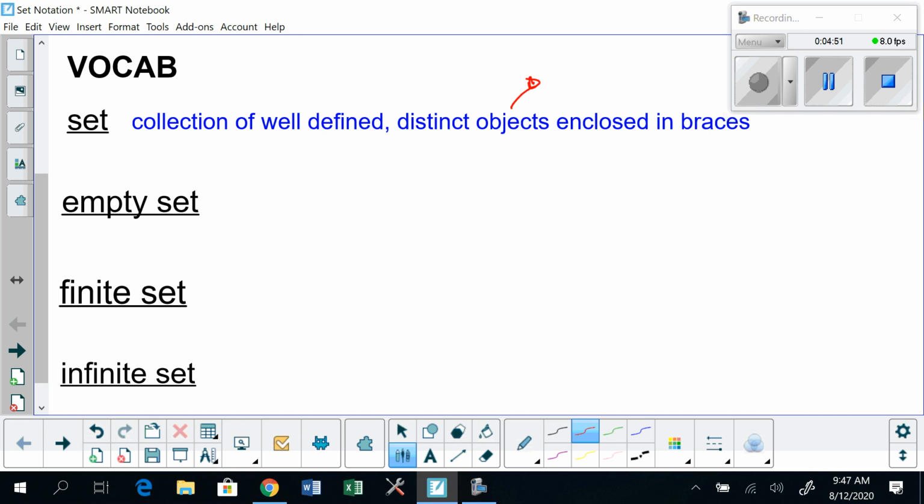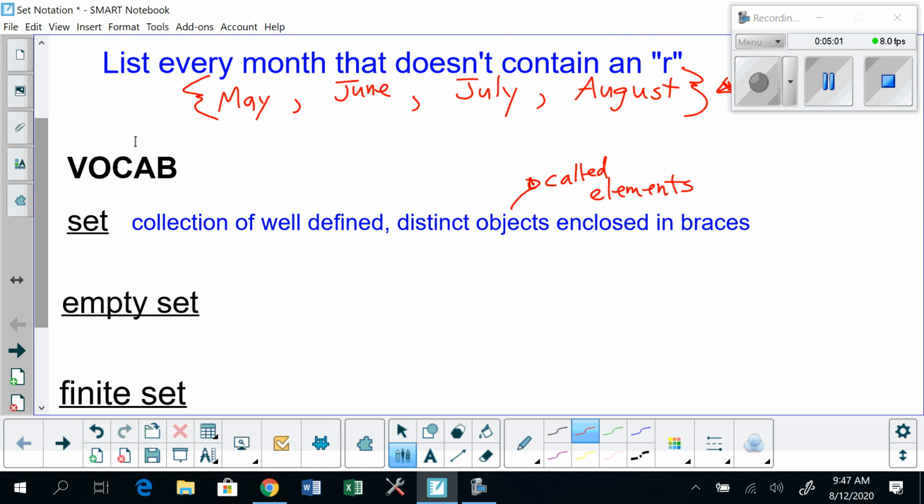The objects are called the elements of that set. So an example of a set is what we wrote up here. Notice these months are very well defined. There's no confusion about what the months are: May, June, July, and August. And they're all distinct. That means that they're all different. You would never write the same month twice in a set.